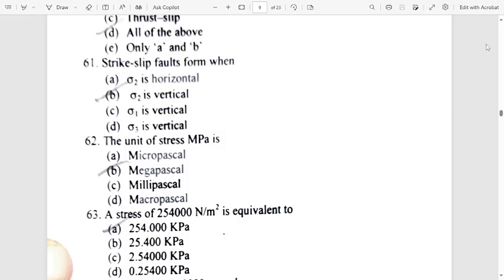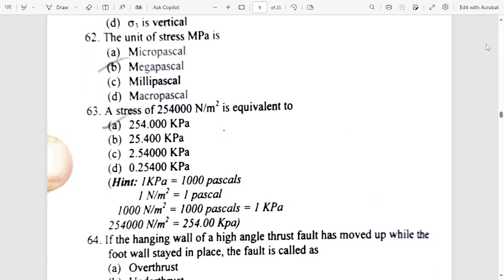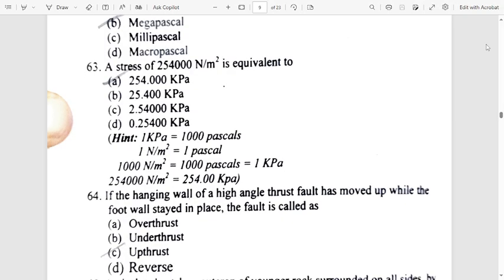The unit of stress, megapascal, is MPa. Thus, a stress of 254,000 Newton per meter square is equivalent to 254 kilopascal. 1 kilopascal is equal to 1000 pascals. 1 Newton per meter square is equal to 1 pascal. So 1000 Newton per meter square is equal to 1000 pascals or 1 kilopascal. So 254,000 Newton per meter square is equal to 254 kilopascal.